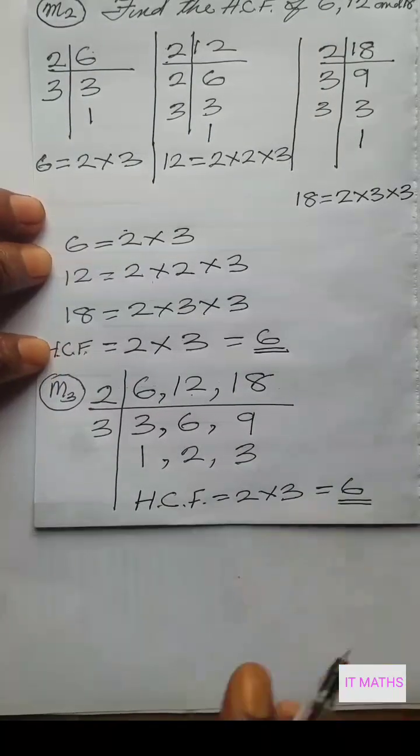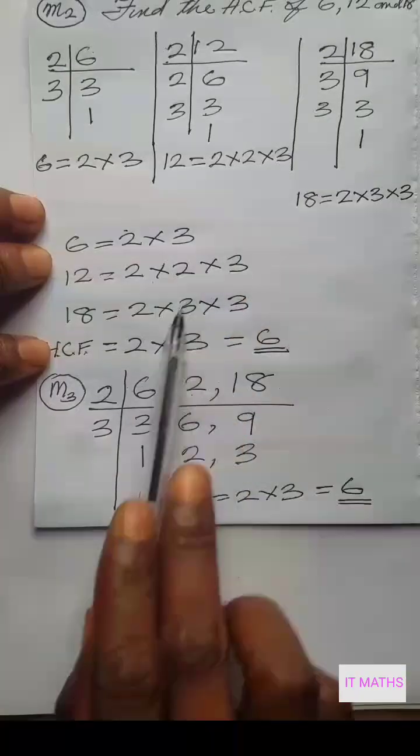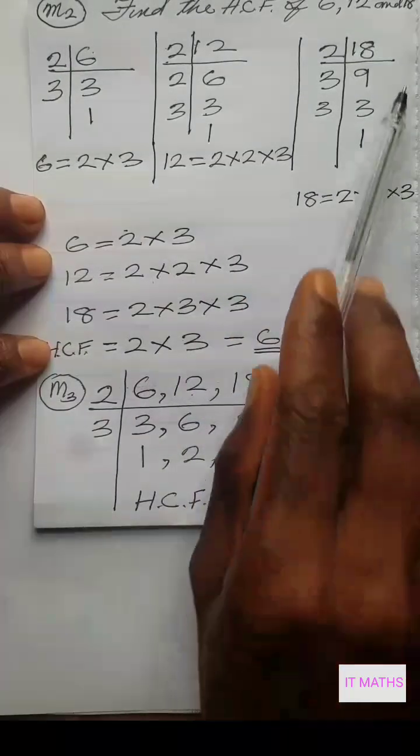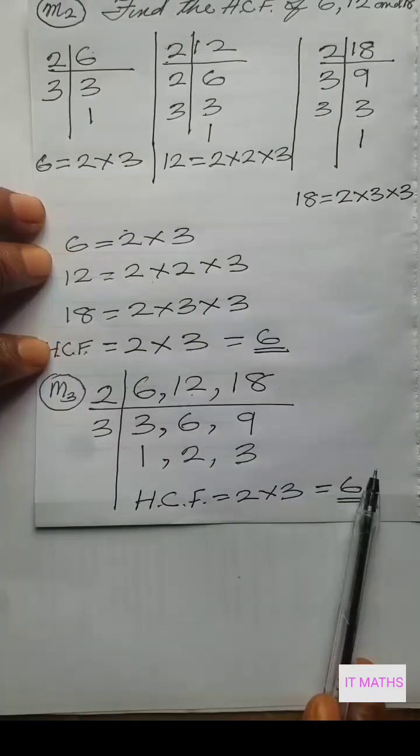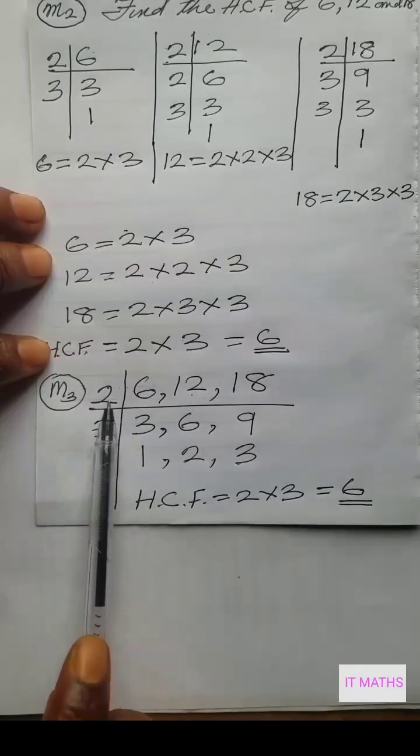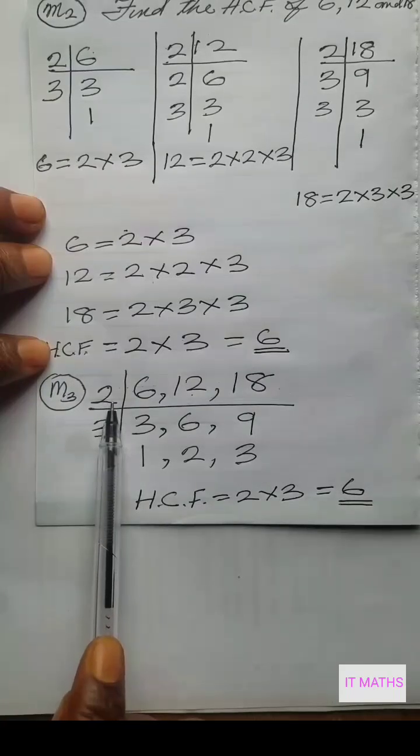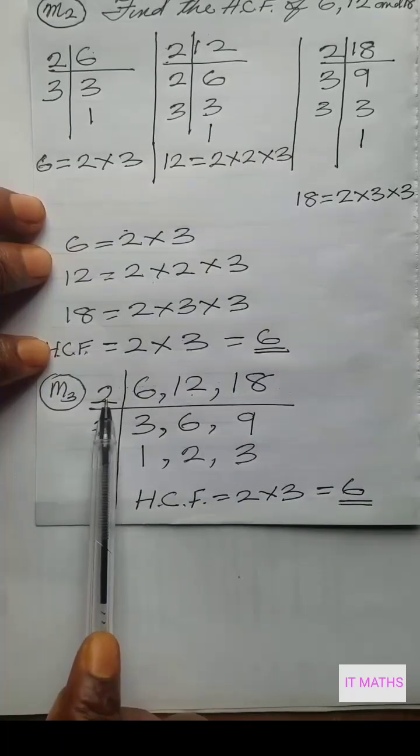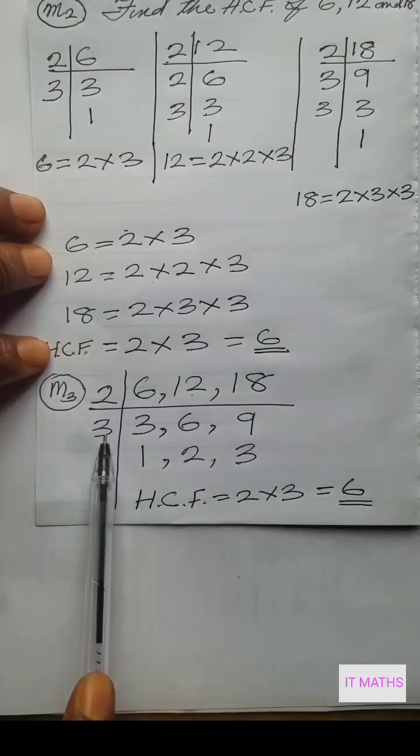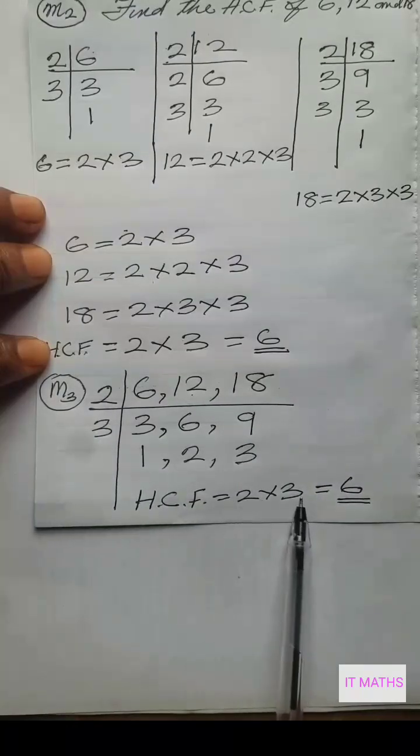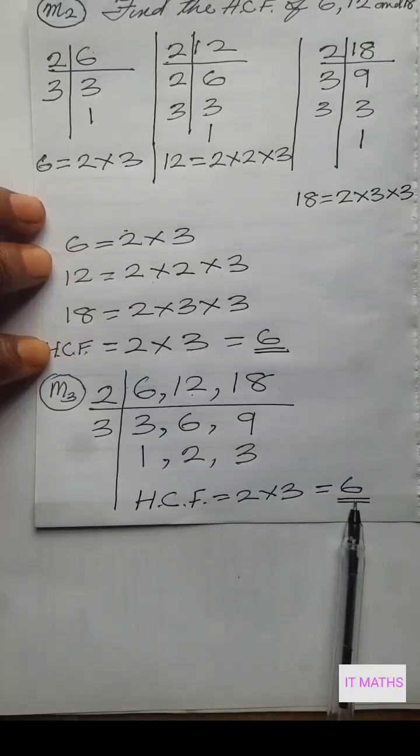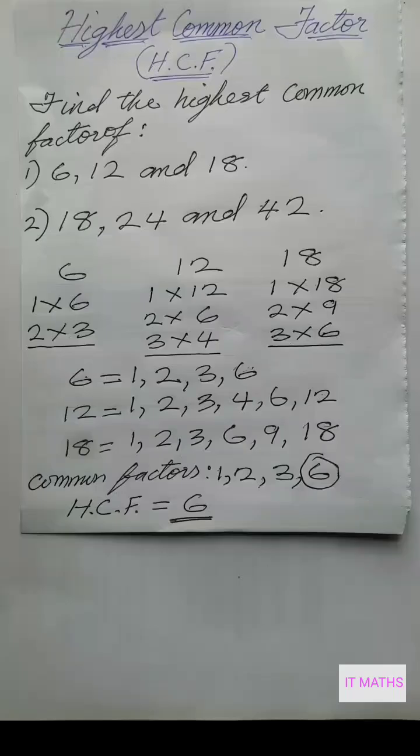I told you it's easier than this. This is longer. This is very short. We stand at a point and then do 2 things in one: a factor and also a common factor. We use only common factors to divide. And then at the end we multiply them to get our highest common factor. I hope that was simple. So let's go to question 2.